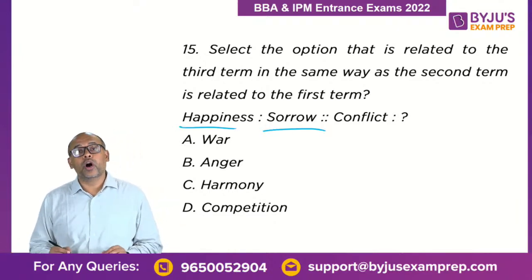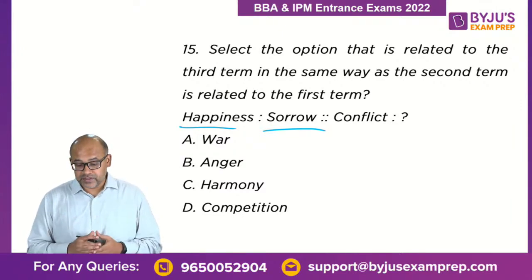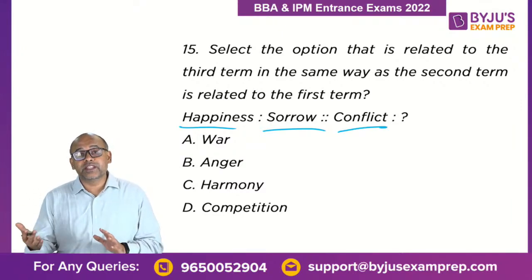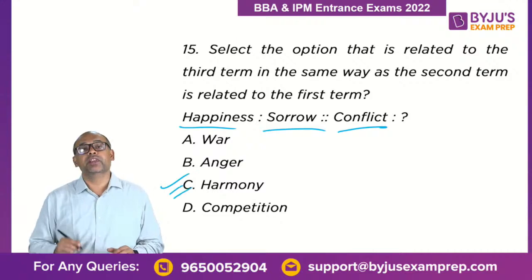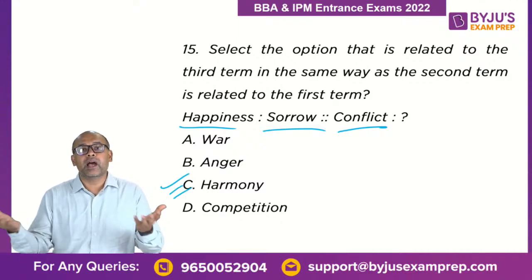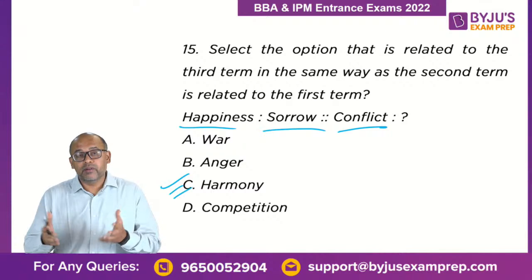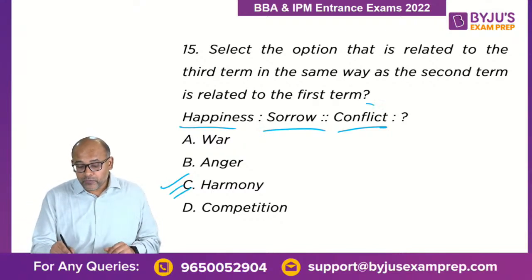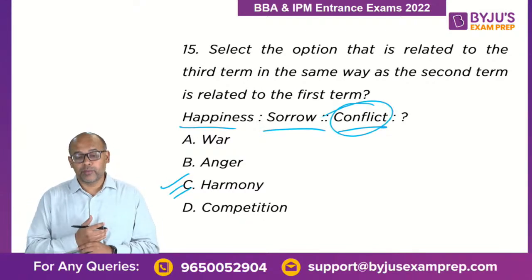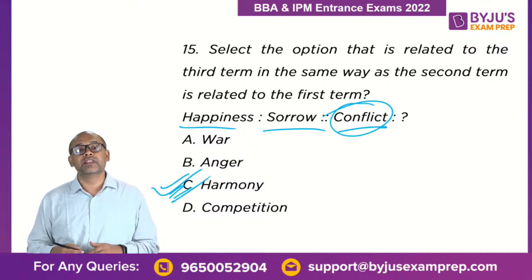Happiness and sorrow are antonyms. Basically, they're opposites. So what is the opposite of conflict? It is harmony. Harmony means all of you living happily together. All of you are amicable. Conflict basically is fight. So the opposite is harmony. So the correct answer is option number C.